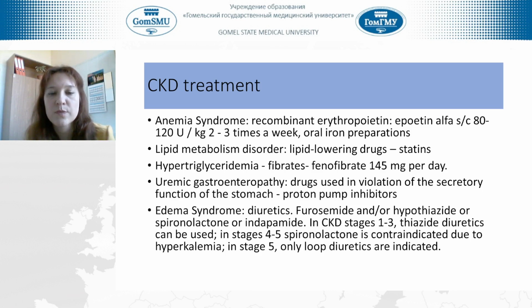spironolactone and indapamide. In chronic kidney disease stage 1 to 3, thiazide diuretics can be used. In stage 4 and 5, spironolactone is contraindicated due to hyperkalemia. In stage 5, only loop diuretics are indicated.